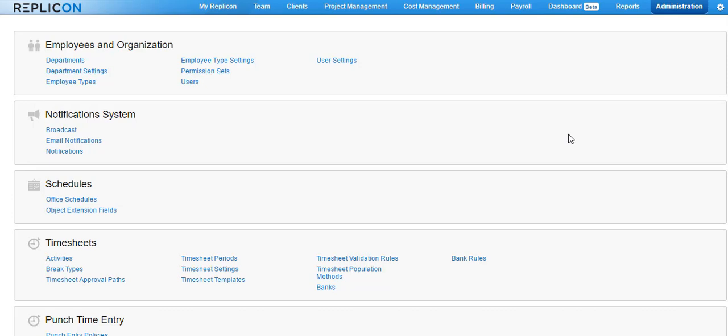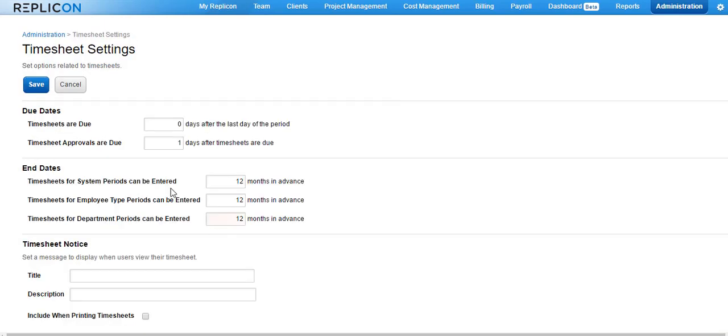In order to do so, go over to your Administration tab and then move over to the timesheet settings available under the timesheet section. In the timesheet settings, the first section that you would have here will be called the due dates. By default, there are two due dates available. One is timesheets are due and the other is timesheet approvals are due.